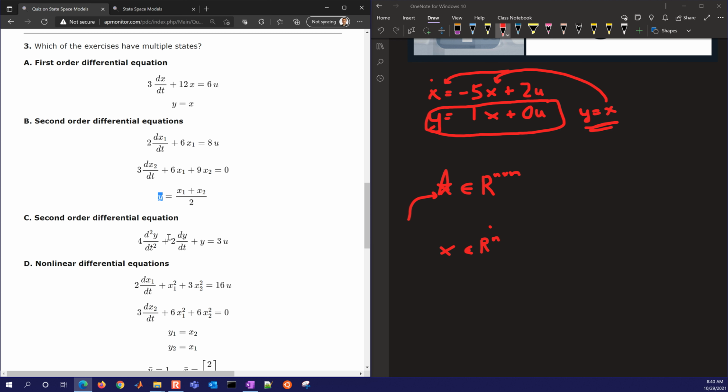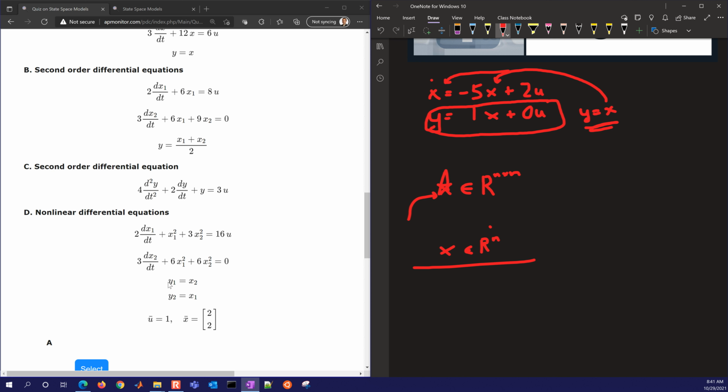output. In this case I have a second order differential equation, but it's not in state space form. I would need to convert that into state space form that would look like this one right here, because I would have to define two differential equations to get my output. And then nonlinear differential equations, I could linearize those and get it back into a two-state form. I do have two outputs here though, but still only two states.